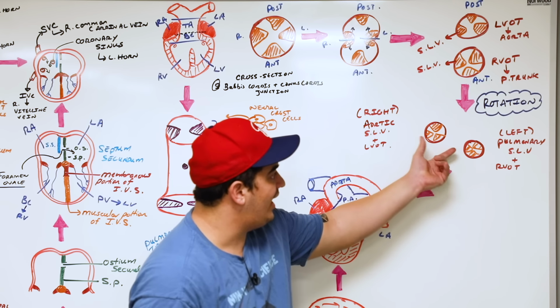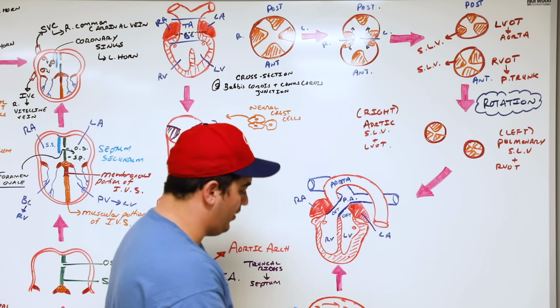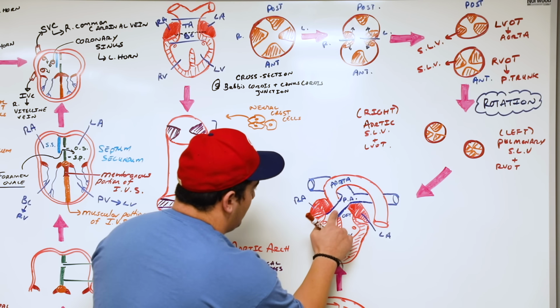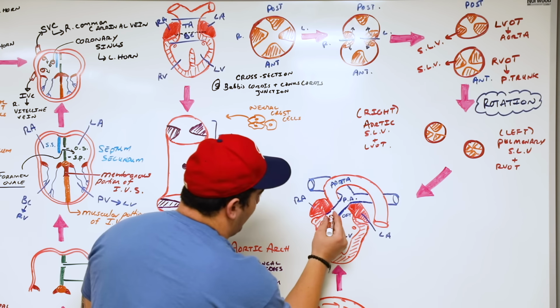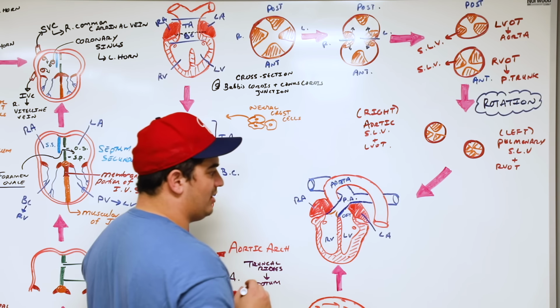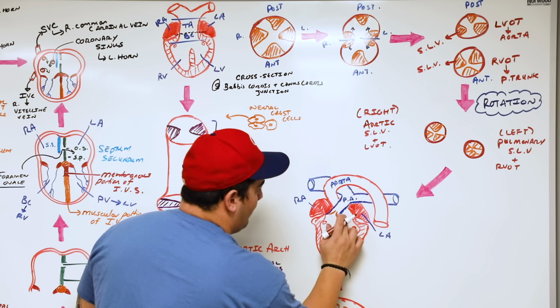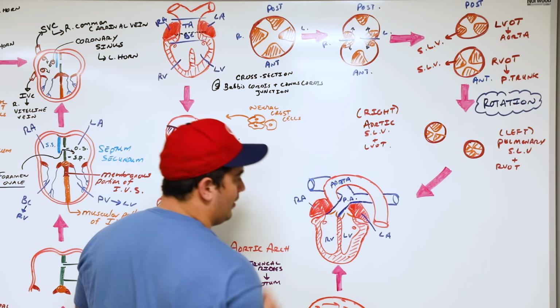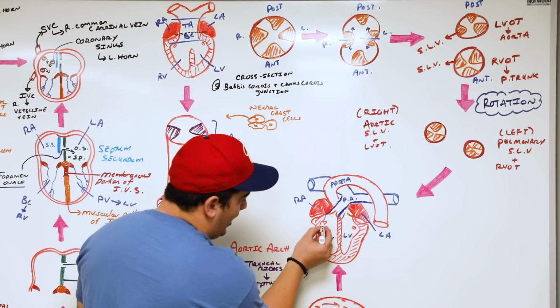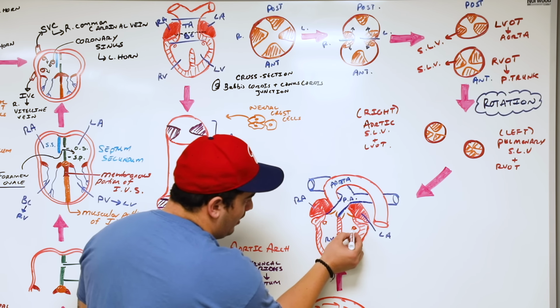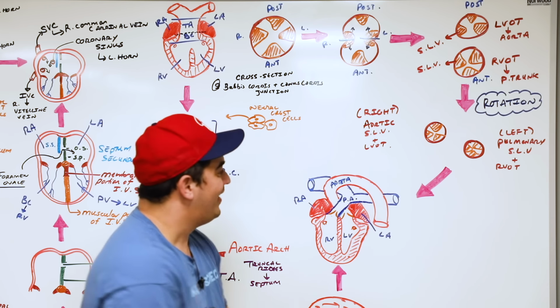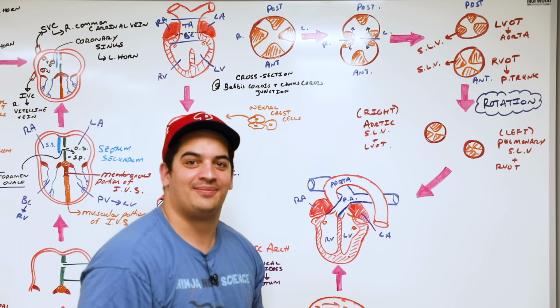So now that we've done this, what do I got to do here? Here's my outflow tracts. What am I going to have right here? Pulmonary semilunar valves. What am I going to have here? Aortic semilunar valves. And again, we've already formed them here. You can't see them, but you already have your tricuspid and your mitral valves. We have now formed the heart.